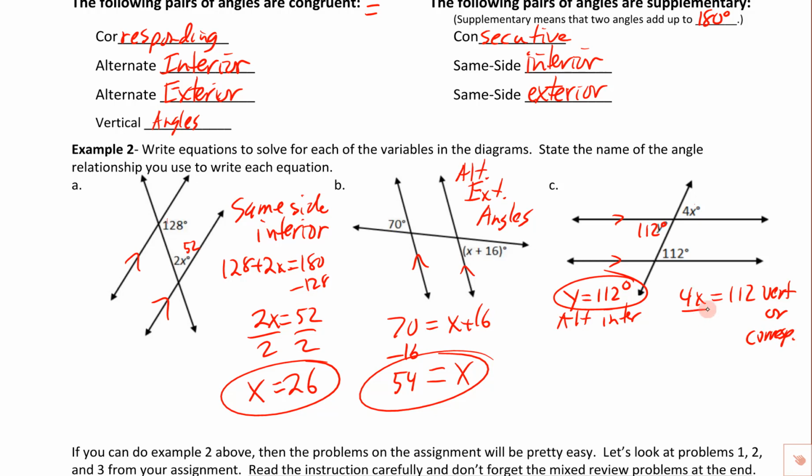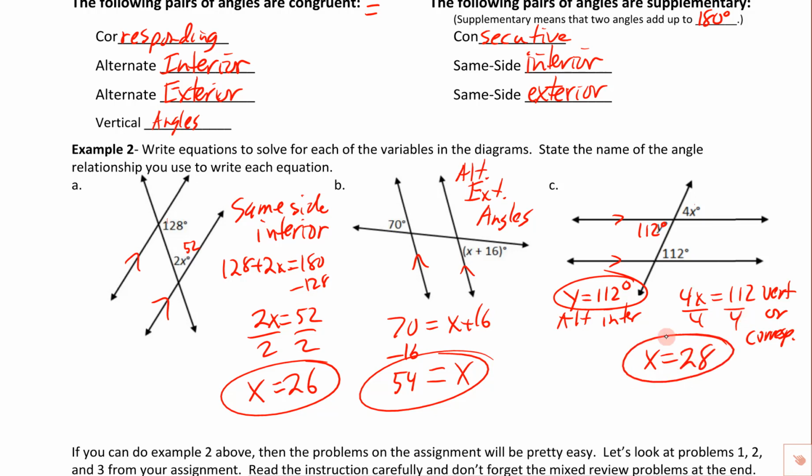Okay, and then we just divide both sides by 4 and we get x equals, let's see, if that were 100, that would go in 25 times. It's another 12, so that 4 goes into 12 3 times, so that would be 28. Okay, so there's the answer there.